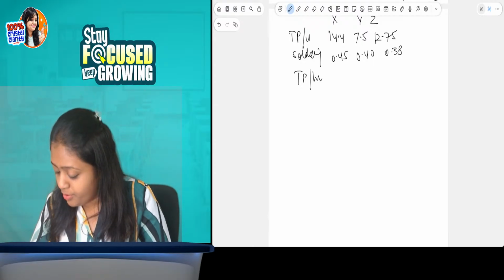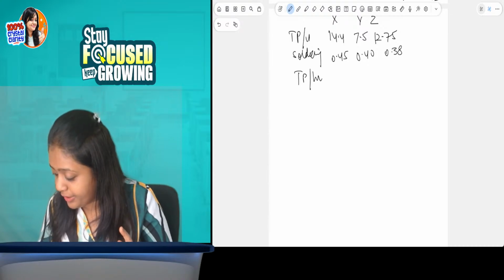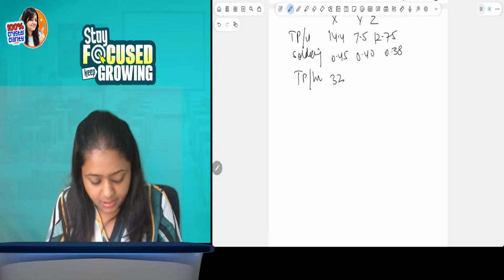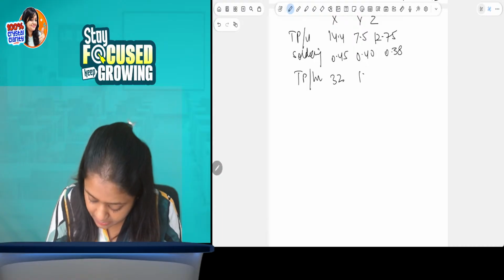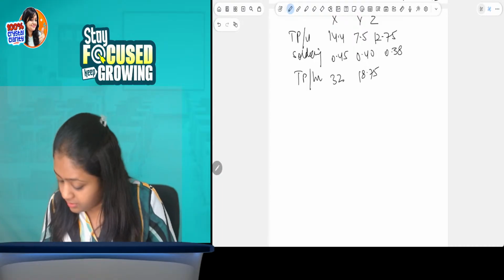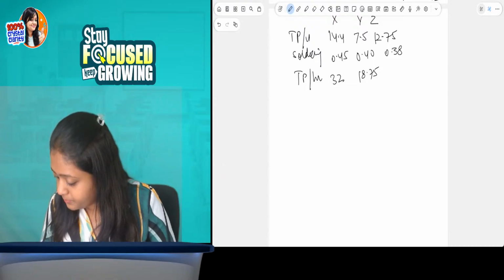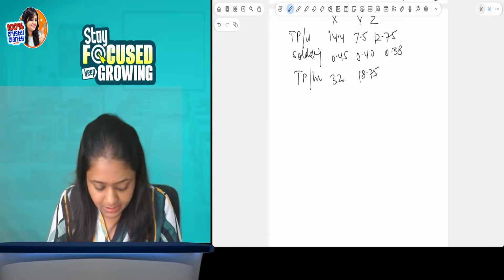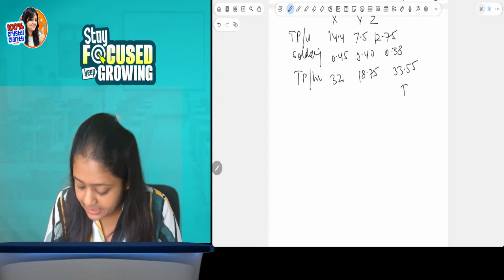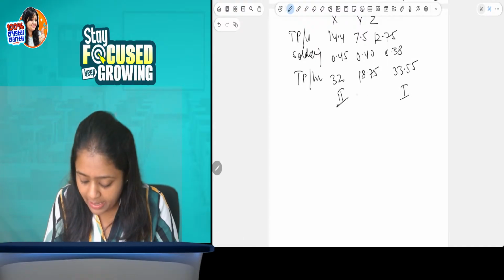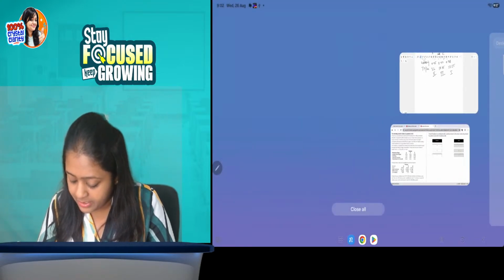Now 14.4, so here I am guiding you on how to solve. 14.4 divided by 0.45 gives you 32 here, and 7.5 divided by 0.4 gives me 18.75 here, and the third one is 12.75 divided by 0.38, which gives me 33.55 here. Now can we do the ranking? Ranking is number 1, highest throughput, number 2, and number 3. So X is 2, Y is 3, and Z is 1. Accordingly, please do the selection.